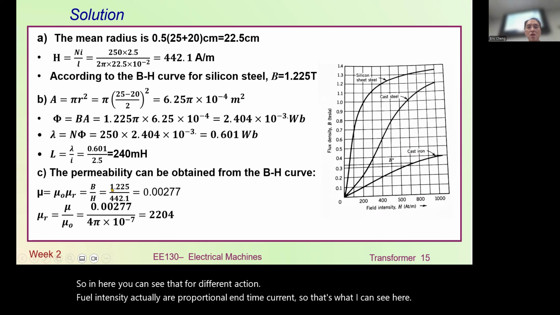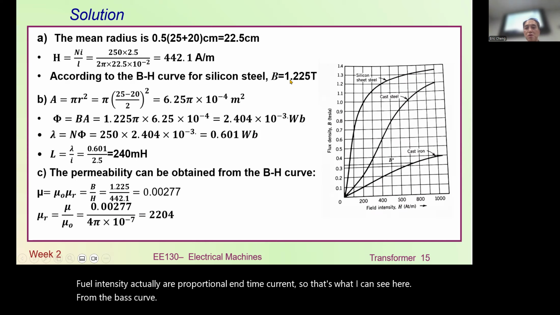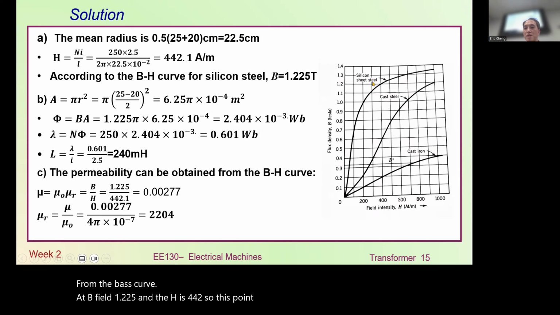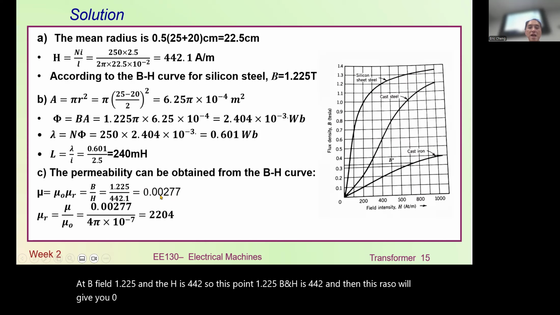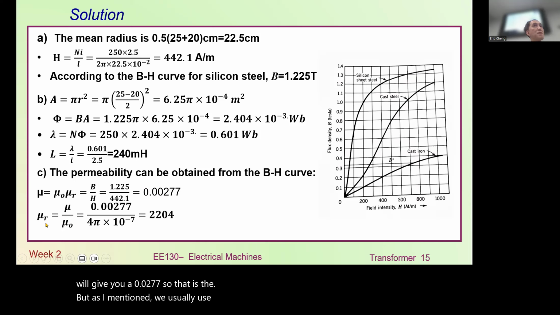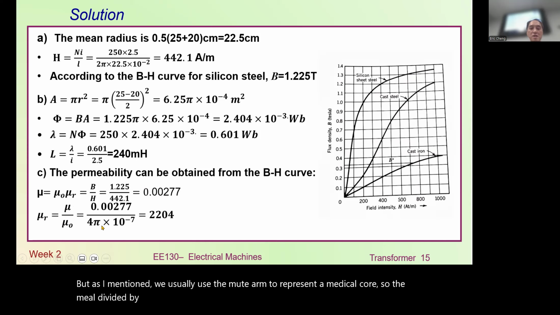So from the BH curve, at B field 1.225, the H is 442. So this point, 1.225 for B, and H is 442. And then this ratio will give you 0.0277. So that is the permeability. But as I mentioned, we usually use the mu r to represent a magnetic core. So mu divided by the free space permeability, 4 pi times 10 to the minus 7, gives you 2204. So that is the relative permeability for this material.